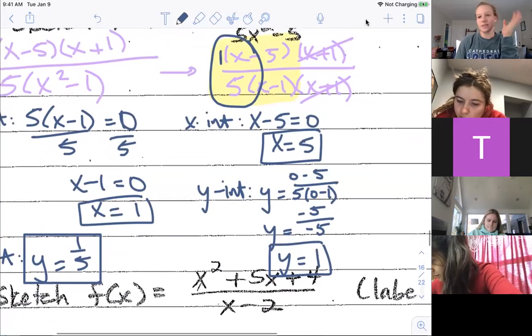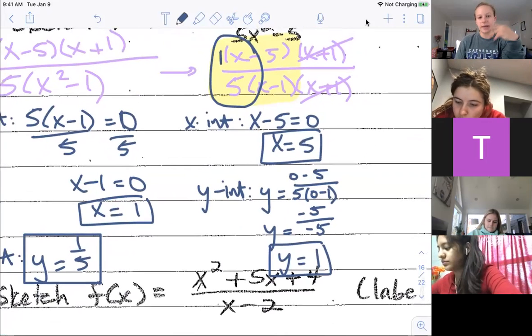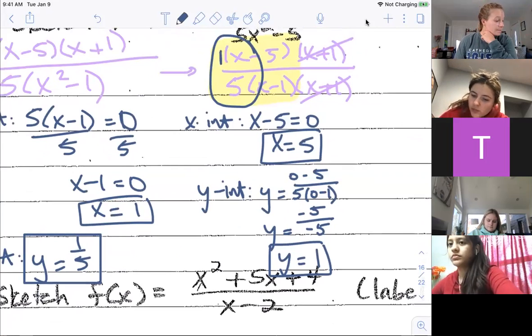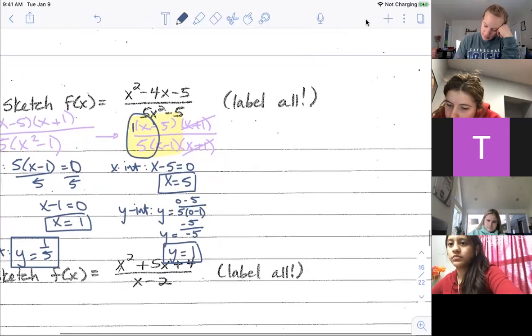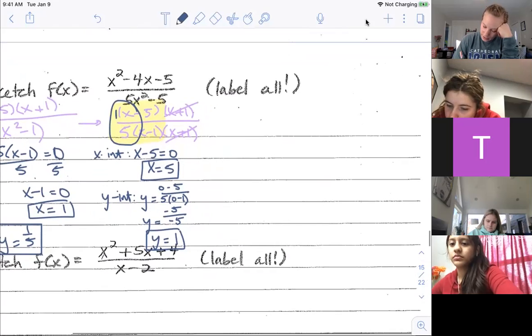All right, so we practiced all of those yesterday, so this should just be a nice little review, getting our brain working this morning or afternoon or whatever time it is. And so we're going to graph these things. We're going to graph our HA, our VA, our x-intercept, and our y-intercept. Again, nothing too crazy or new. We did this yesterday.